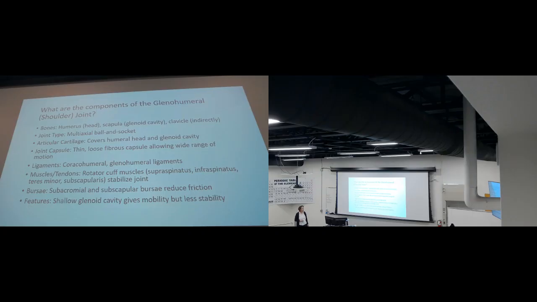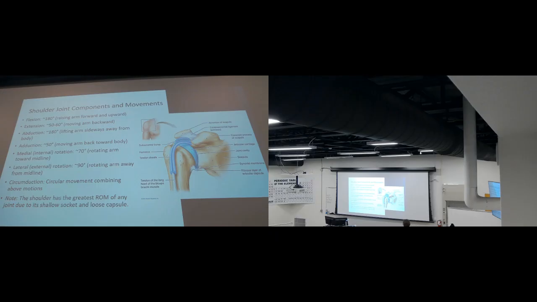And then for bursae, we have the subacromial bursae that is located below the acromion, and then the subscapular bursae that is located anteriorly just near to the subscapular fossa. And then this joint gives mobility but less stability. So here are the different movements that you can produce with this joint.